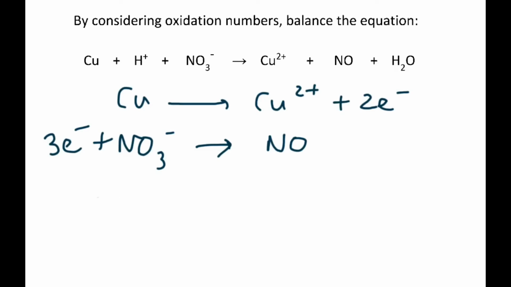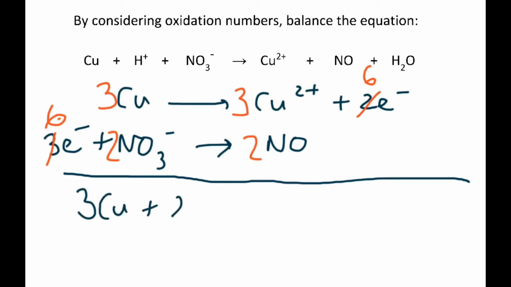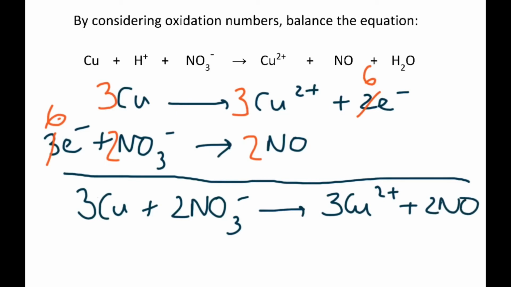Now we are not going to balance that half equation. We're going to leave it like that. We're going to balance the electrons. We're going to times everything by 3 in order to get 6 electrons, and times everything by 2 in order to get 6 electrons. So everything on the left, we've got 3 Cu and 2 NO3 minus, and then everything on the right, 3 Cu2 plus and 2 NO. Don't forget that the electrons have cancelled out, so that's okay.